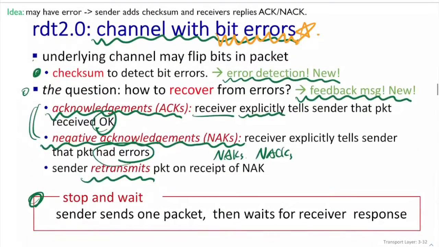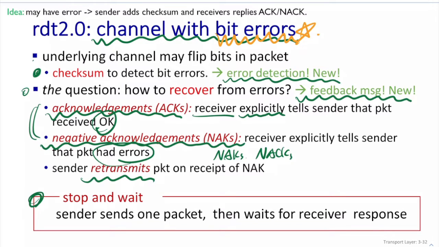But in RDT 2.0, the channel has bit errors, so the packet does arrive at the receiver side, but we need some mechanism like a checksum and acknowledgement to make sure the packet is delivered and has no error. So we need a checksum to do such a check, and the check result goes back to the sender using either an acknowledgement or a negative acknowledgement, right?